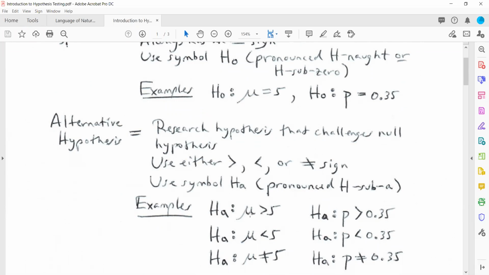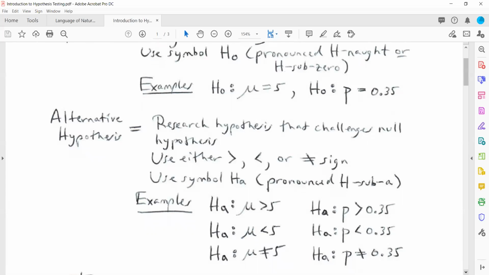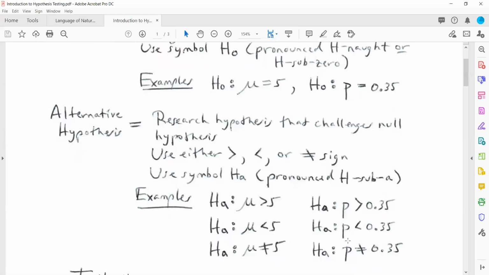And there's 3 possibilities for the alternative hypothesis. Either the alternative hypothesis is saying that mu is, in this case, because mu is equal to 5 for the null, it's either going to be greater than 5, less than 5, or not equal to 5. One of these 3 is going to be the alternative hypothesis. All right. If it's a proportion, again, greater than, less than, or not equal to would be the 3 possibilities. Only one of these 3 will be selected.